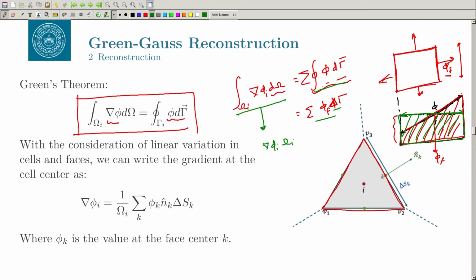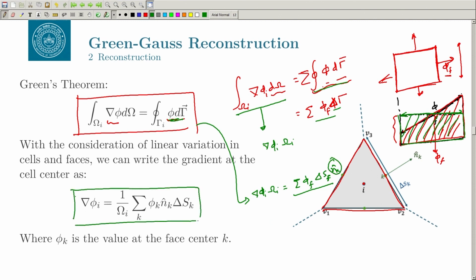So, if you do both of these here, assuming the linear variations, delta phi I omega I will become sigma phi f, and let us call it delta S f, and because this is along the normal, you have to use this quantity, which is n k, the face normal. Remember, this is a gradient quantity, so this is a vector, and the right hand side should also be a vector. So, there will be a normal to the face n k. You can rearrange it and finally, you will have this formulation.